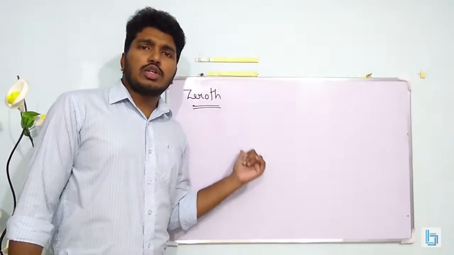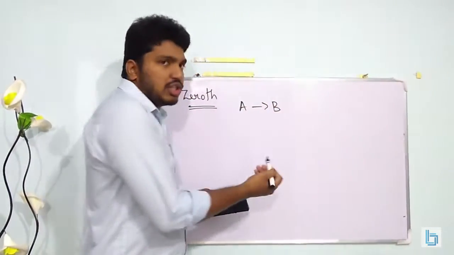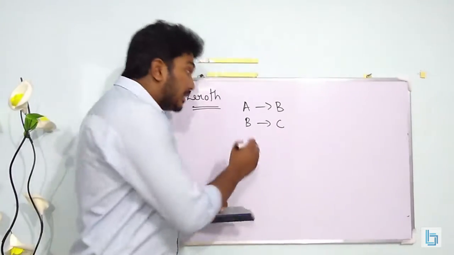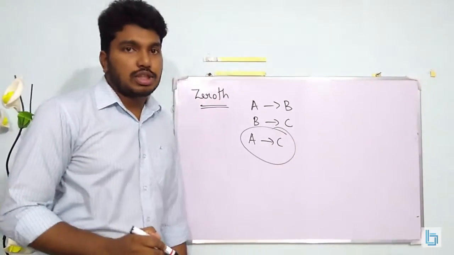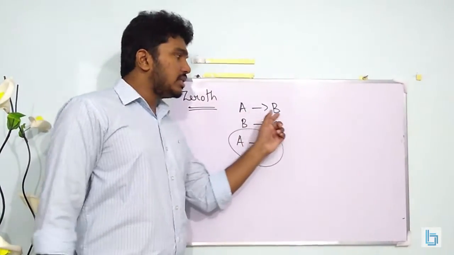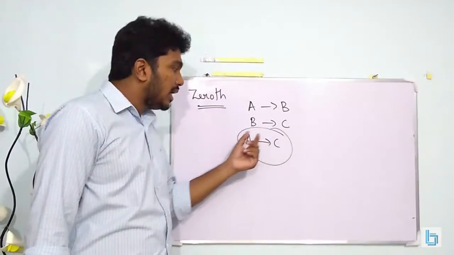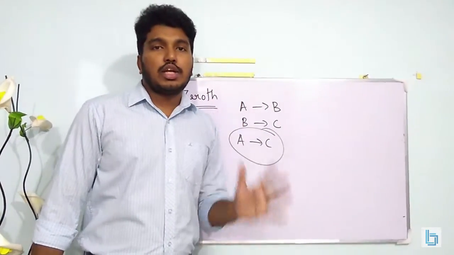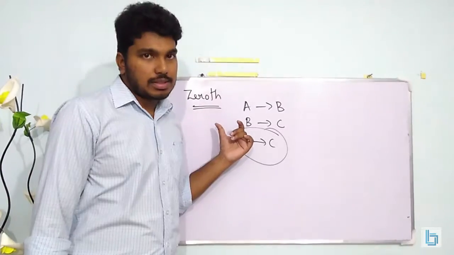Now, the Zeroth Law is very simple. Suppose A and B are in thermal equilibrium with each other, and B and C are in thermal equilibrium with each other, then A and C will be in thermal equilibrium with each other. I repeat, if A and B are in thermal equilibrium, and B and C are in thermal equilibrium, then A and C will be in thermal equilibrium with each other, and that is the Zeroth Law of Thermodynamics.